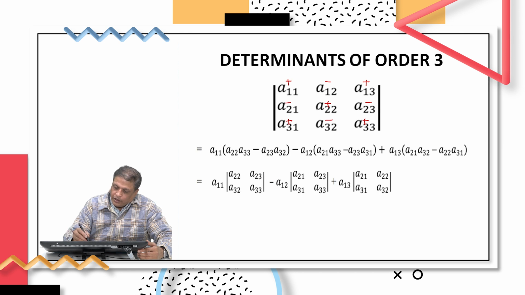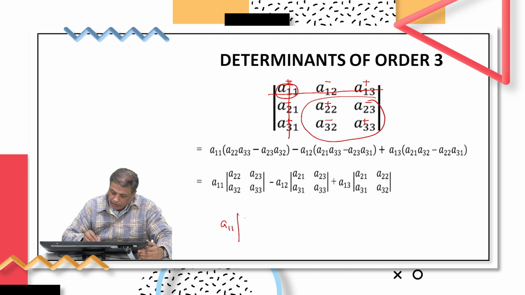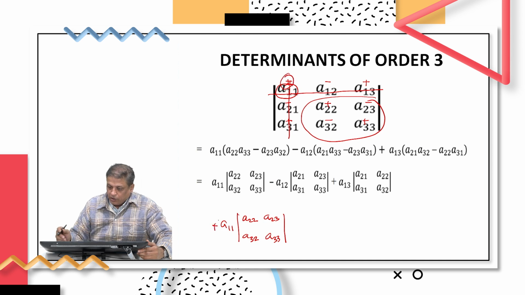Now, in order to solve a determinant of order 3, firstly we take up the first row and first column. The element of the first row and first column is A11. Now, the remaining elements form a determinant of order 2: A22, A23, A32, A33. The polarity of the sign is positive, so that's why this is positive.